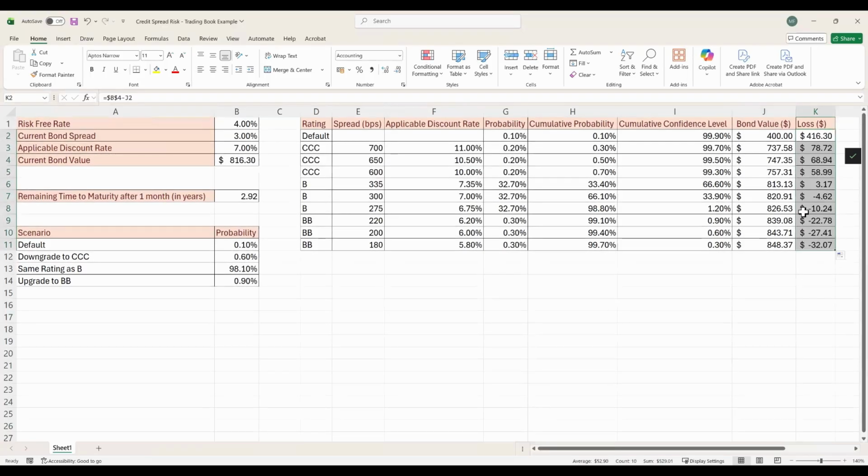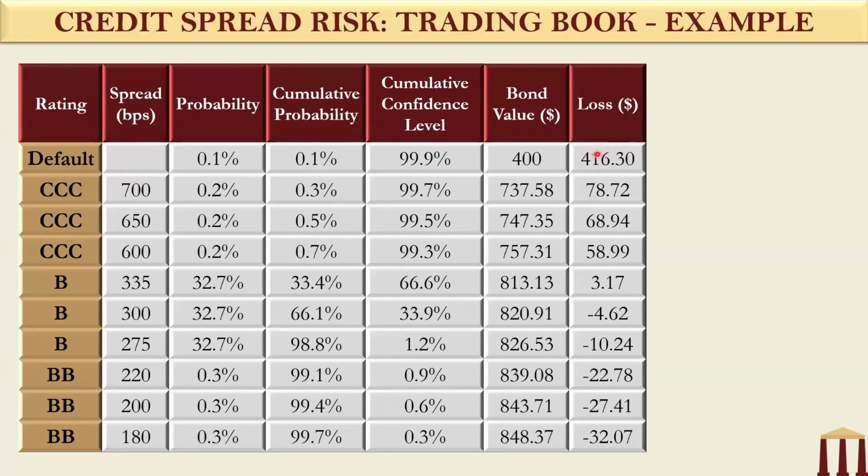Now let us do the VAR analysis. Let us copy all the entries of this table into the PPT slide and do the VAR analysis. These are the numbers which we have taken directly from the Excel. As you can see, at a cumulative confidence level of 99.9%, the loss is $416.3. Okay, so let's consider the case when you have the confidence level for VAR greater than 99.9%.